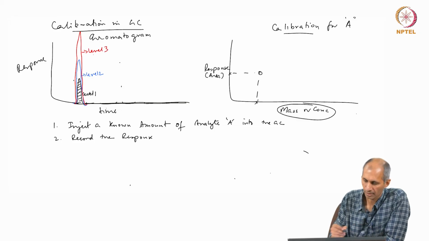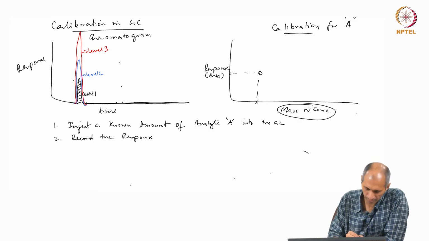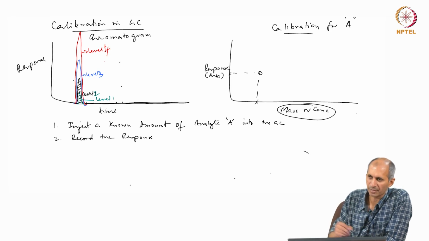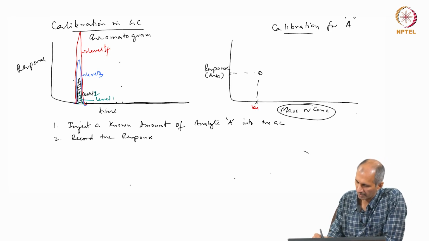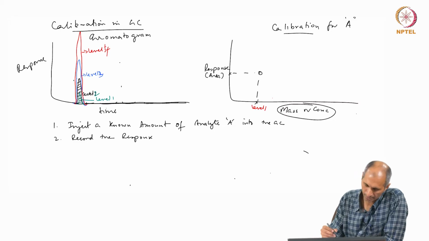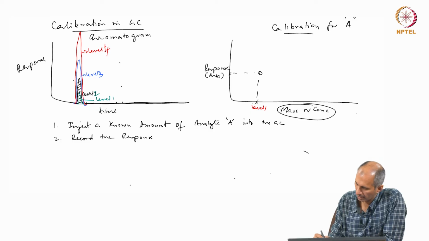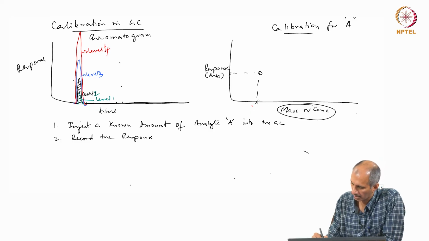Level 3, then I can inject another fourth one which is smaller than this. So, we will call this level 1, this is level 2, and this is level 3, this is level 4 for completion. So, this is level 1. Level 2, level 3, level 4.